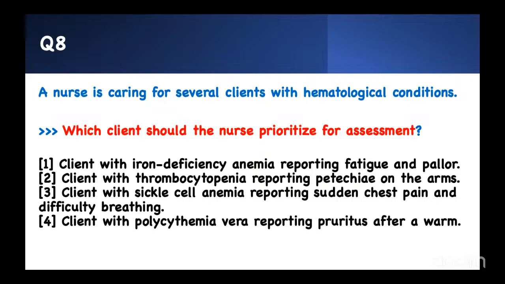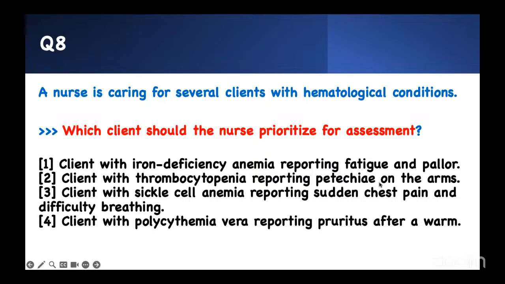Patients with hematological conditions, there are four of them. What is their problem? Who do you want to see first? Break it down. Don't read the whole thing. Look at it. Iron deficiency anemia. What is it talking about? Fatigue and pallor.